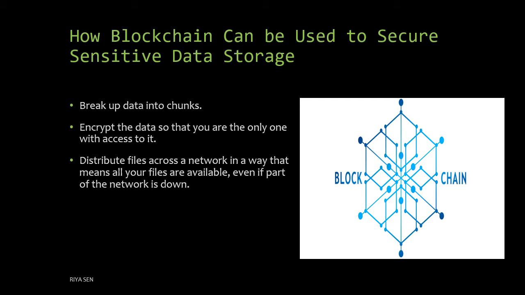Distribute files across a network in a way that means all your files are available even if part of the network is down. So essentially, instead of handing your files to a company like Amazon or Microsoft, you distribute them across a network of people all over the world. The cloud is then shared by the community and nobody can read or tamper with anyone else's sensitive data. In other words, you stay in control. This could also be useful in public services to keep public records safe, available, and decentralized.